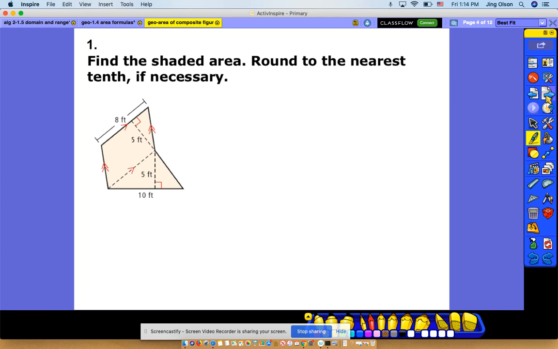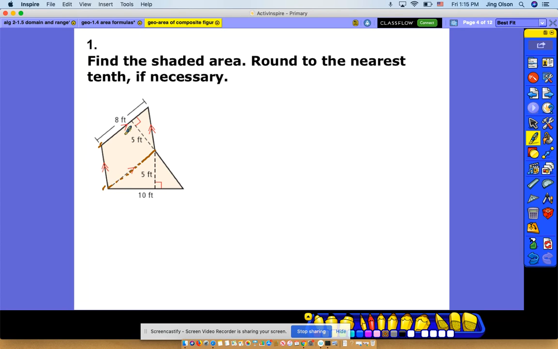Let's look at the first shape here. If you look at this composite figure, I'm going to draw a line here. So I have a triangle down on the bottom and a parallelogram up here. These will be my 2 shapes. If you want to make it into little triangles, you can, but you don't want too many shapes because you have to do more work. So we can break this one into 2 shapes: a parallelogram on the left and the triangle on the bottom right.